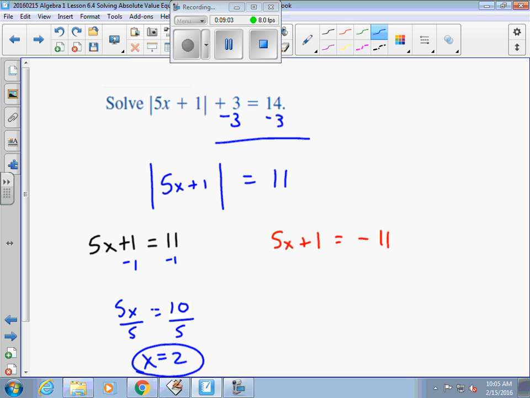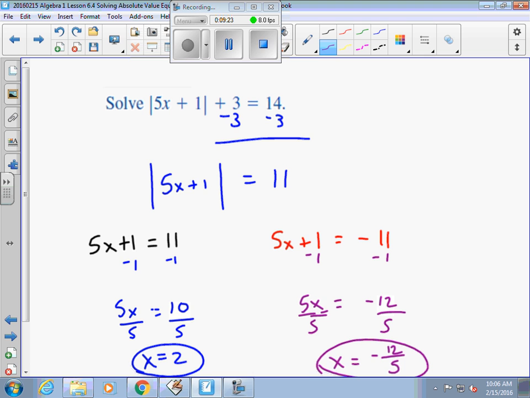The other one, again, undo the plus 1 by subtracting it on both sides. 5x equals, this time, negative 12. Divide by 5 to get rid of 5 times. X is negative 12 over 5. There's no number that goes into both of those.